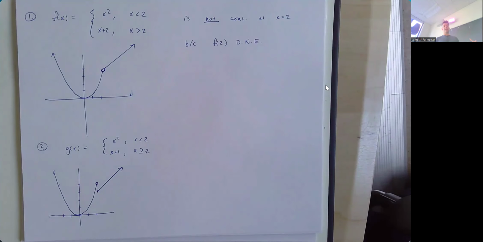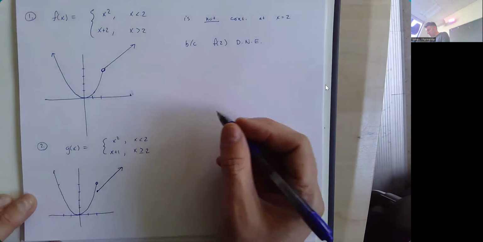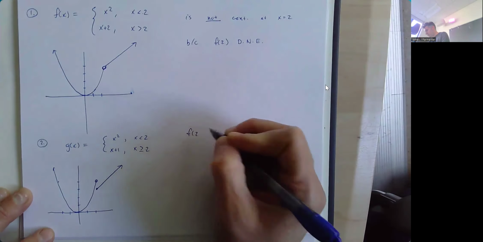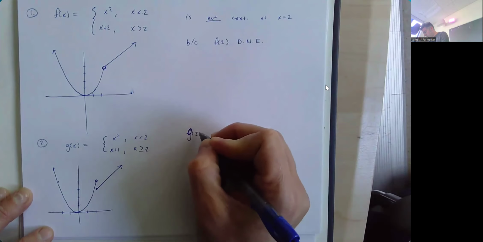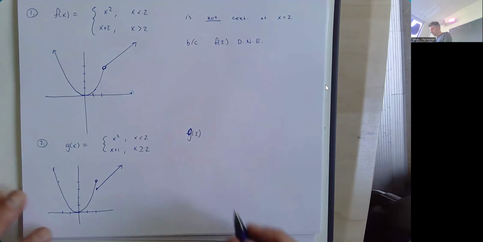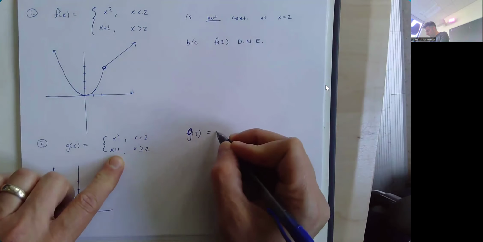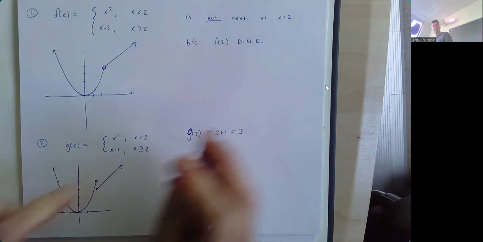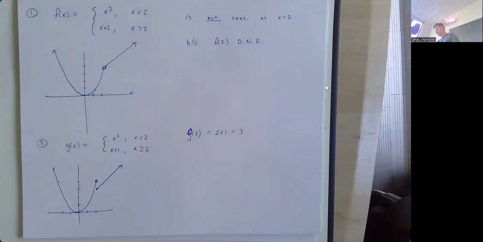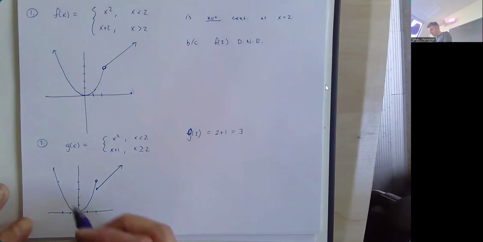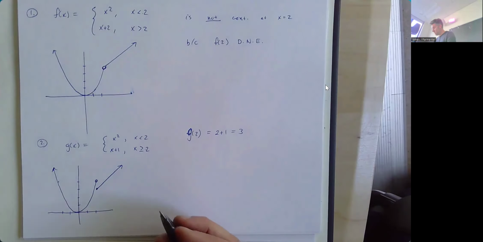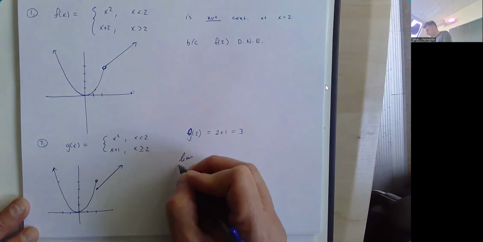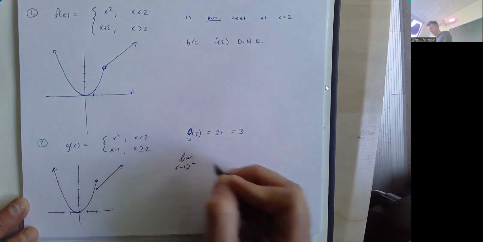Now, how do we see it's not continuous from a mathematical perspective? Well, first I'll point out that g of 2 does in fact exist. g of 2 is equal to 2 plus 1, which is 3. Let's look at the limits. If I look at the limits as we approach 2, well, there's a different function on the left than there is on the right. So look at the limit as x approaches 2 from the left-hand side.